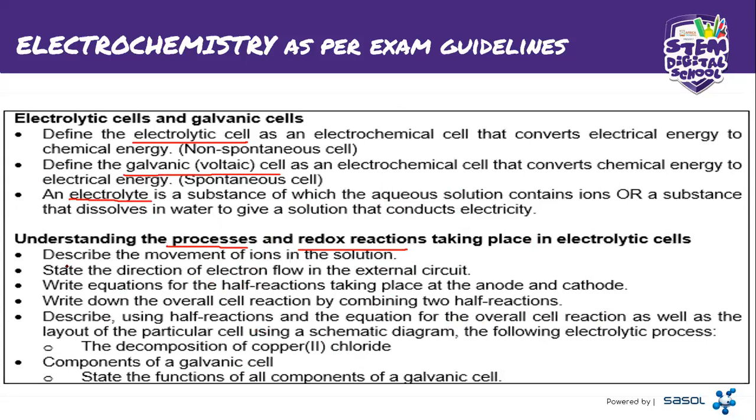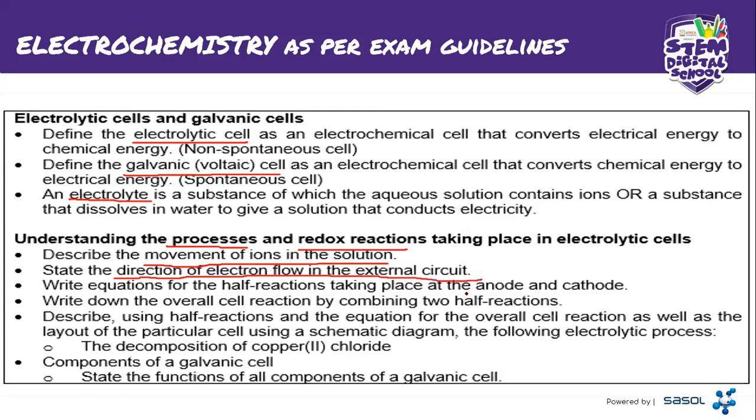So with that, we must be able to describe the movement of ions in the solution. That is the ions from the electrolyte, the ions that are moving towards the cathode and the anode, the ions that move from the electrode into the electrolyte solution when electrons are lost. So we need to be able to track the ions. We must be able to state the direction of electron flow in the external circuit.